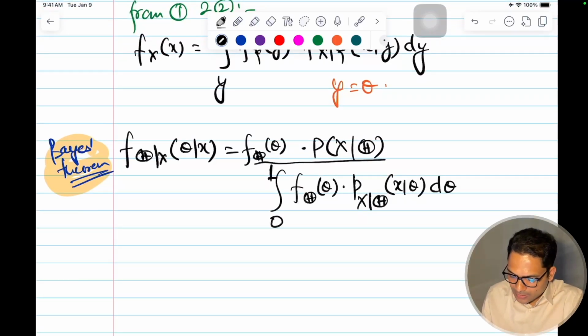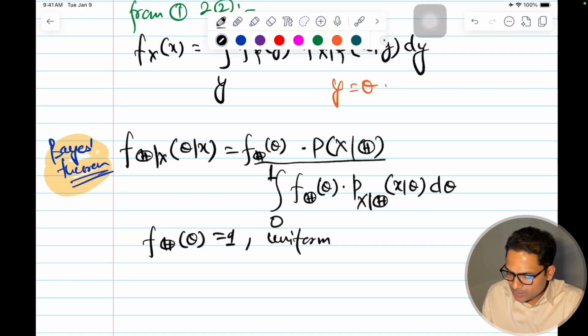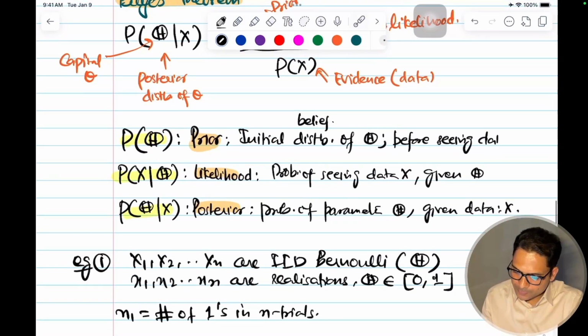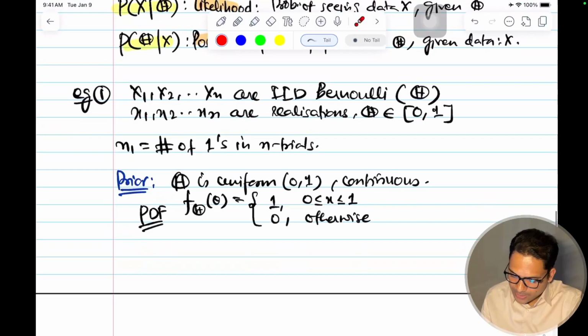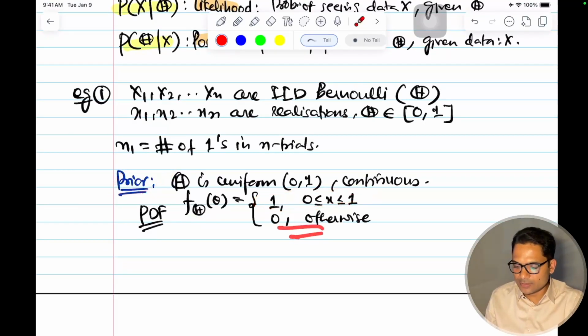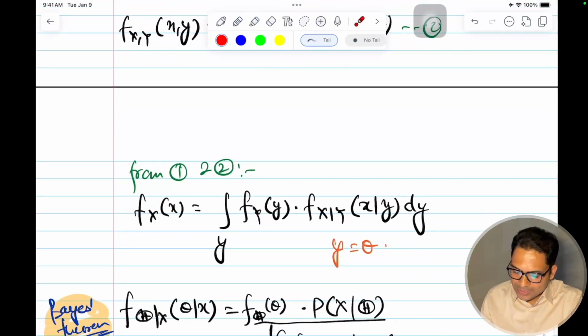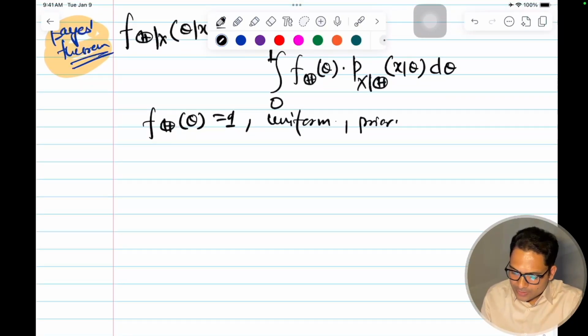It's given that f of theta is equal to 1 because it is uniform. This is my prior. That's what we started with, I hope you remember that. This is an example: prior is uniform, f of theta is 1 in this range, 0 to 1, otherwise it is 0. So the PDF is 1 everywhere in this range. So let's put all these values in this.